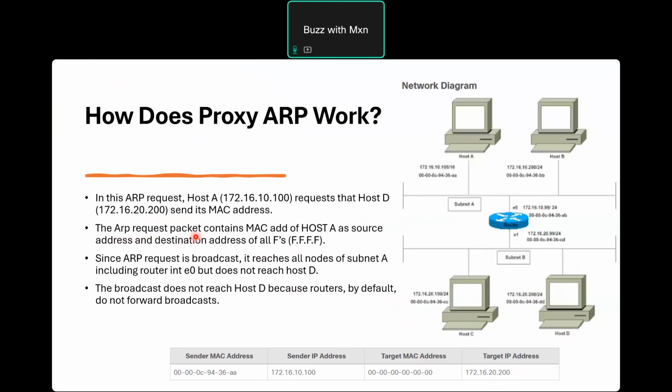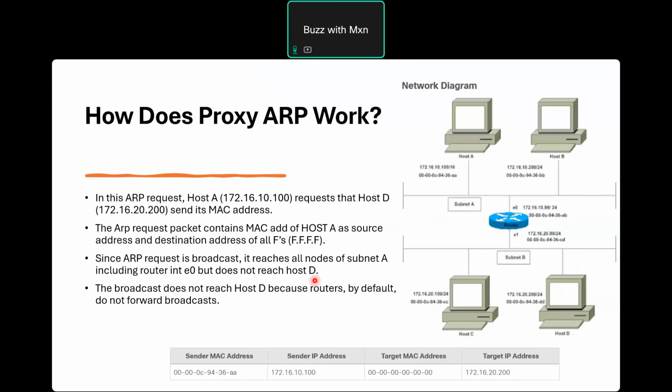Let's understand the ARP request in a better way. The ARP request packet contains the MAC address of host A as the source address and the destination address of all Fs. Since the ARP request is a broadcast, it reaches all the nodes on subnet A, including router interface E0, but does not reach host D.